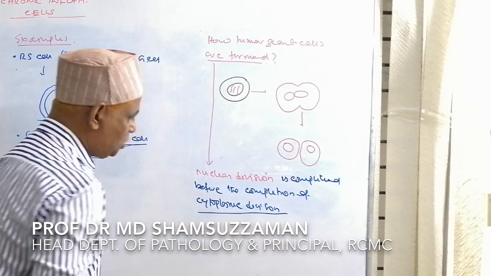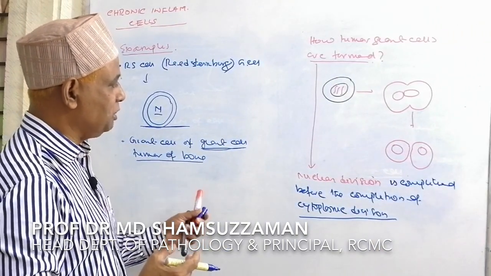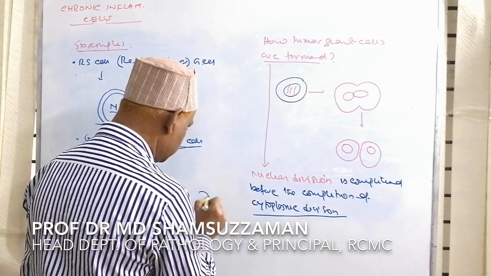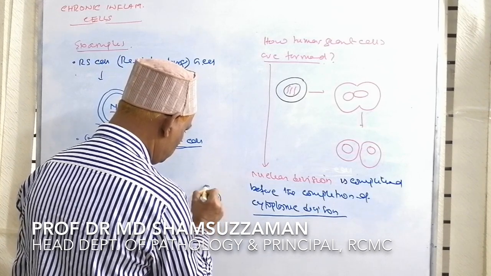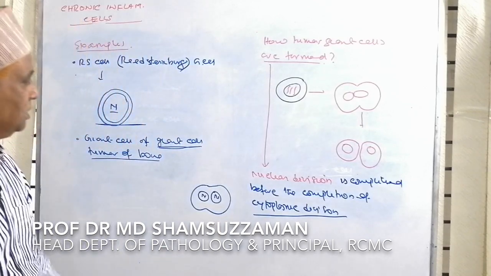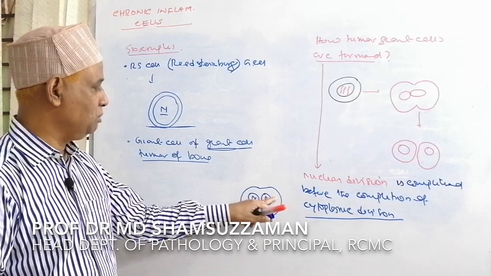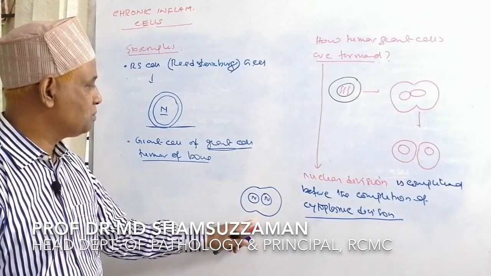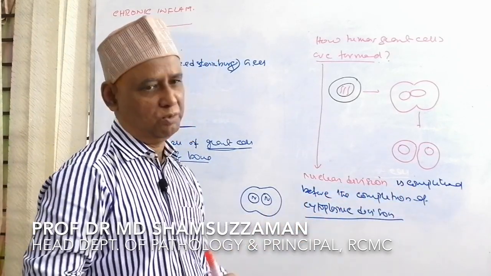If there is completion of nuclear division before the completion of cytoplasmic division, the cell contains more than one nucleus, and this is called tumor giant cell. By definition, a large cell containing multiple nuclei, or a large cell containing a single large nucleus, is called a giant cell. So this is formed when nuclear division is completed before the completion of cytoplasmic division.